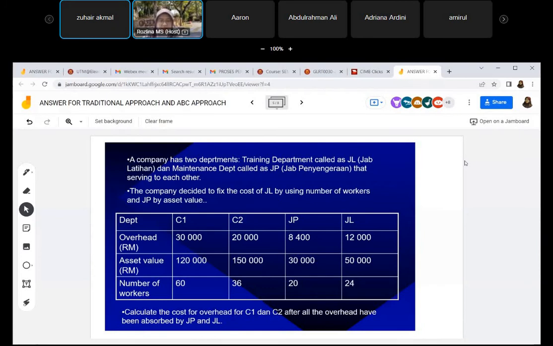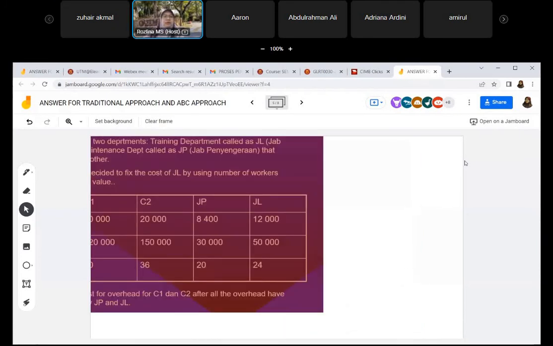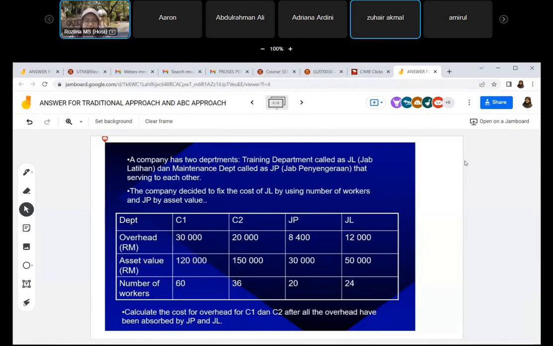Okay, read 60. 60, 36, 20, 24. 60 over... No, that is the trick. That is the trick. Siapa tahu? Before this, we don't have this type of question. We give all the things, all the number of workers here. So you have to choose.